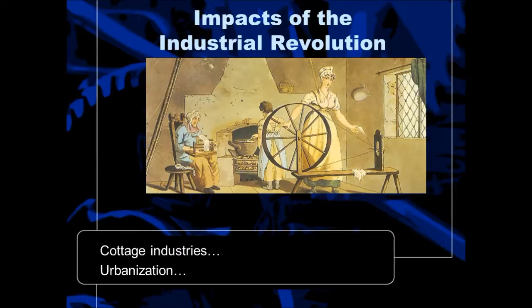So what's going to replace those cottage industries? Of course, it's going to be factories. So people in the cottage industries, they're kicked off the land through the enclosure movement. They have nowhere to go but the cities. And suddenly you have this massive migration into the cities, which is called urbanization. So urbanization, again, that massive movement of people kicked off their land through the enclosure movement and moving into the cities in large quantities.